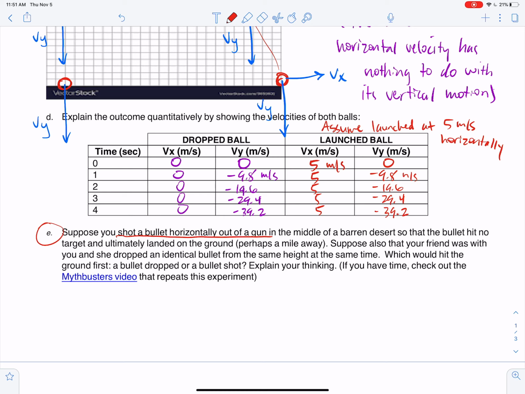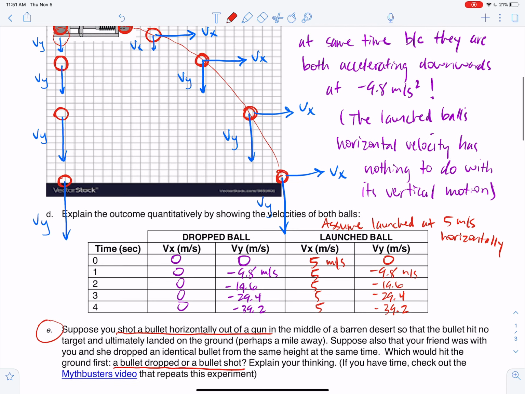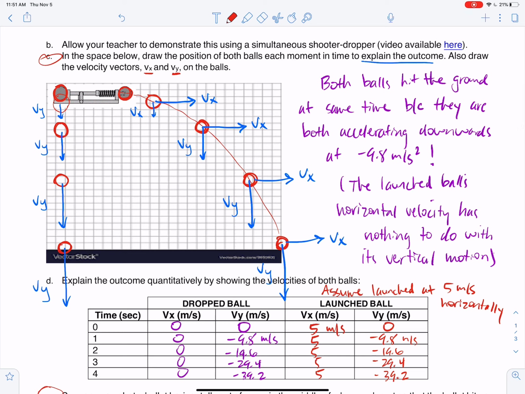Suppose also that your friend was with you and she dropped an identical bullet from the same height at the same time. Which would hit the ground first, a bullet dropped or a bullet shot, assuming that they both start at the same height? And then explain your thinking, okay? So we're taking a similar scenario to this, but now this horizontal velocity might be like 1,000 feet per second, okay? It's bullet speed, would that affect the outcome of the experiment?